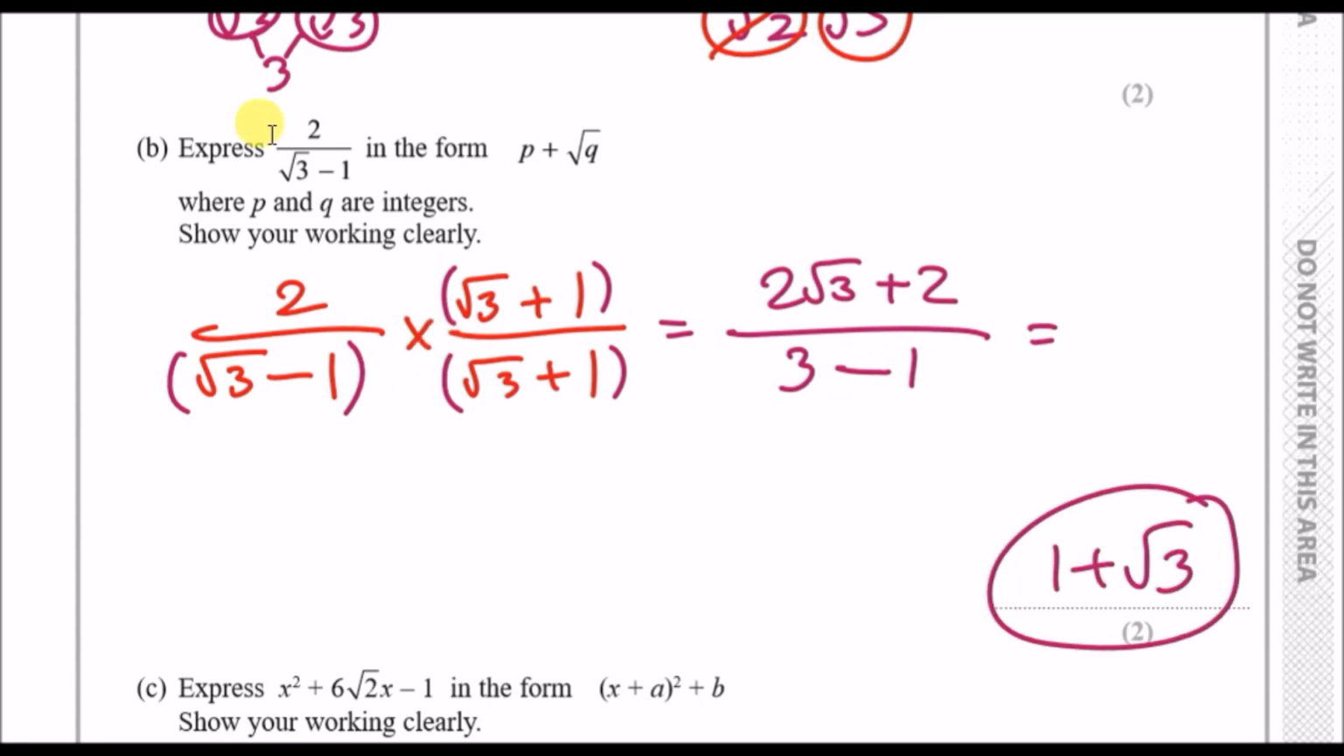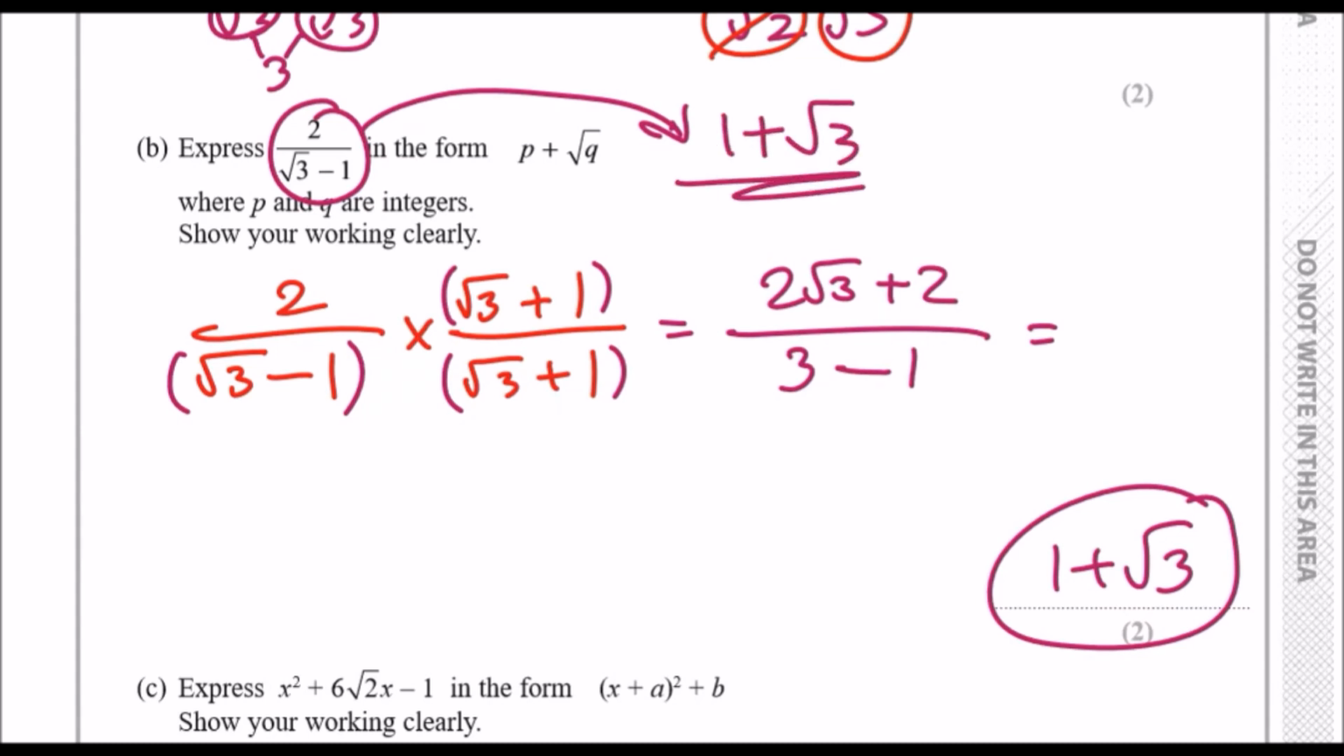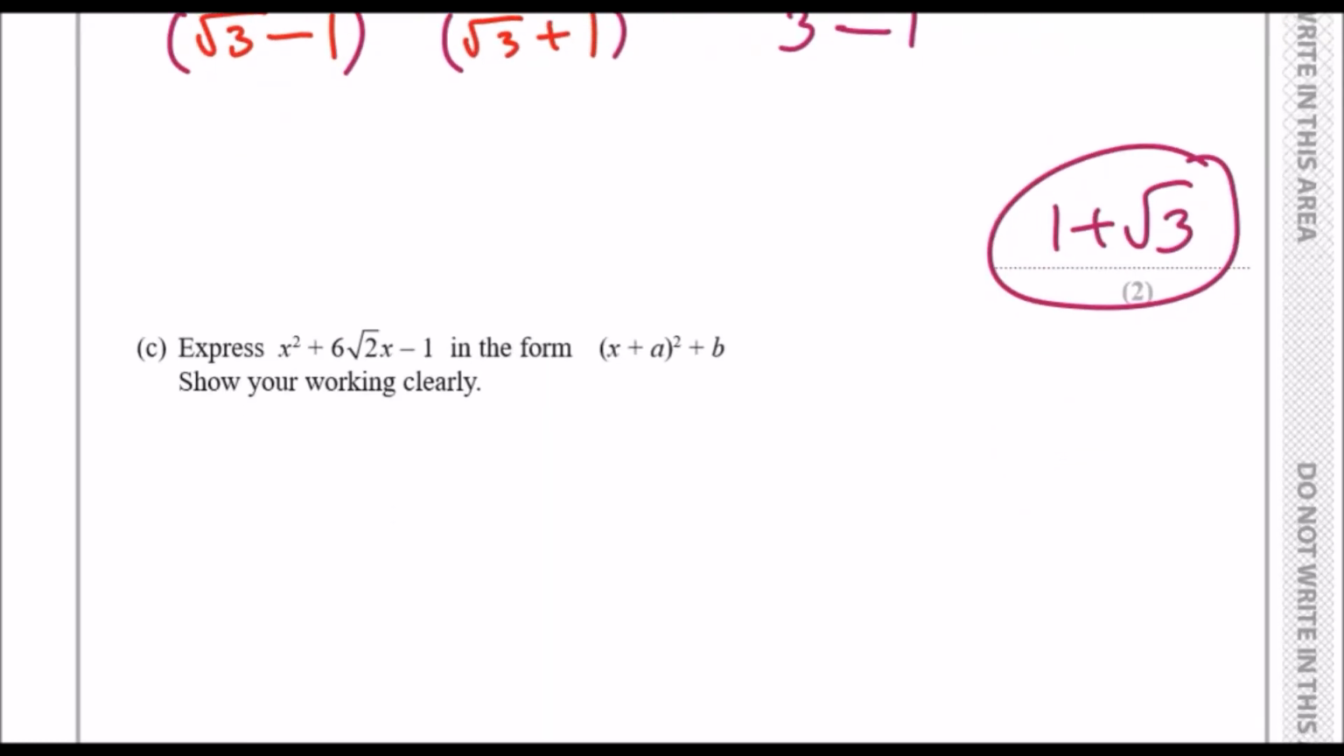If you're not sure this is right, go back to your fractions and copy this down in your calculator. And if you do that, 2 over root 3 minus 1, you get 1 plus root 3 as well. So even this gives you 1 plus root 3. That's it, you're done. So this is one way to verify if you guys are happy with your answers, yeah? Anyway, let's move on to C now.